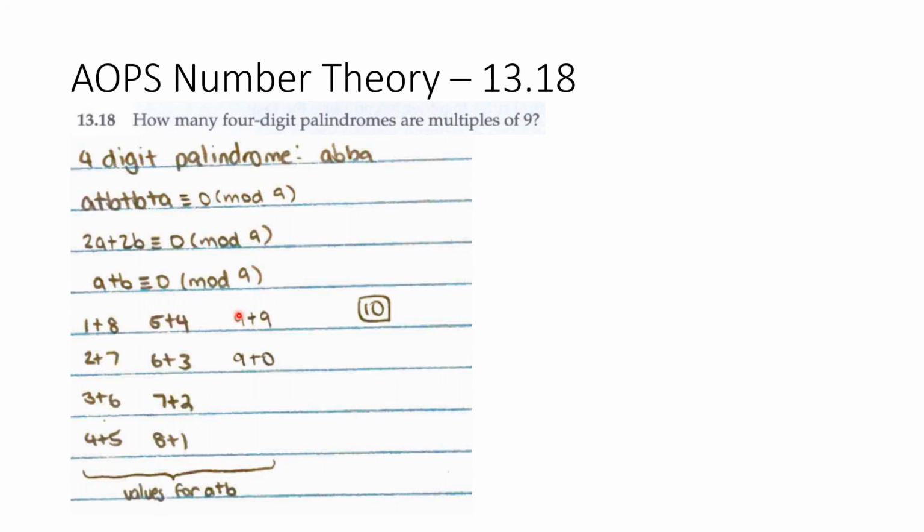So that means two digits that sum to something congruent to 0 modulo 9. So A and B can be 1 and 8, 2 and 7, 3 and 6, 4 and 5, 5 and 4, 6 and 3, 7 and 2, 8 and 1, 9 and 9, and 9 and 0. So that's 10 different pairs for A and B. For each A and B, you can make an ABBA, which is a palindrome that's a multiple of 9, so there are 10.